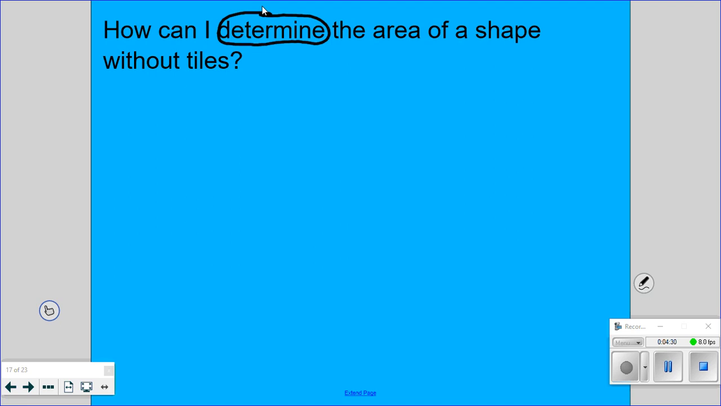Any ideas? Sean, you think you might know it? How can you solve? How can you know the area of the shape without tiles? Exactly. We got solve, maybe even figure out. Both of those are great synonyms.